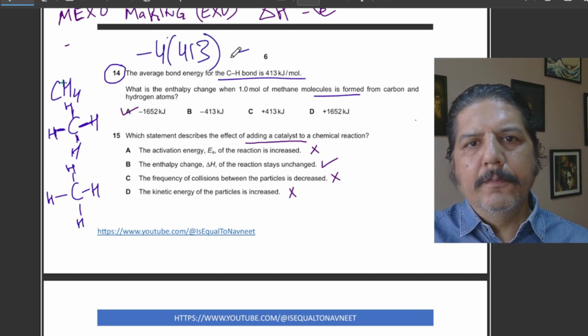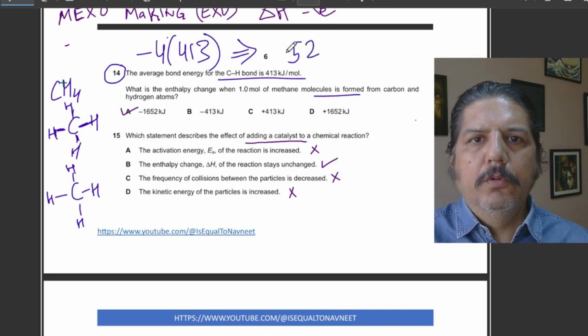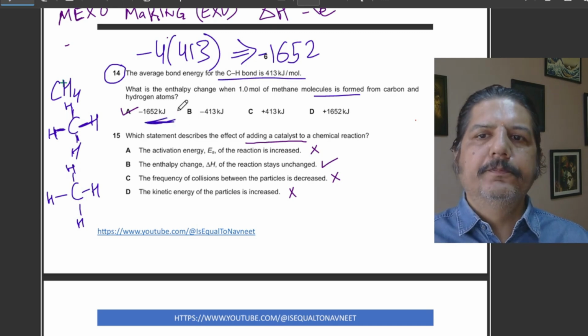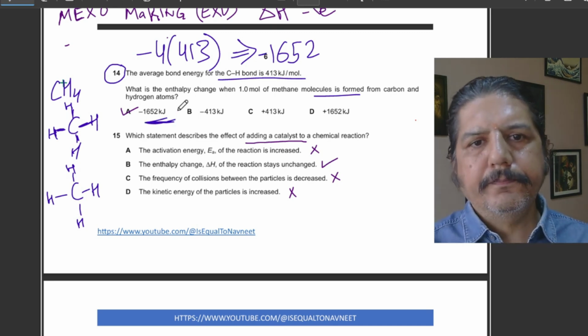Hope this is making sense. 4 3s are 12, 4 1s are 4, 4 4s are 16. So, minus 1652 kilojoule of energy is released.